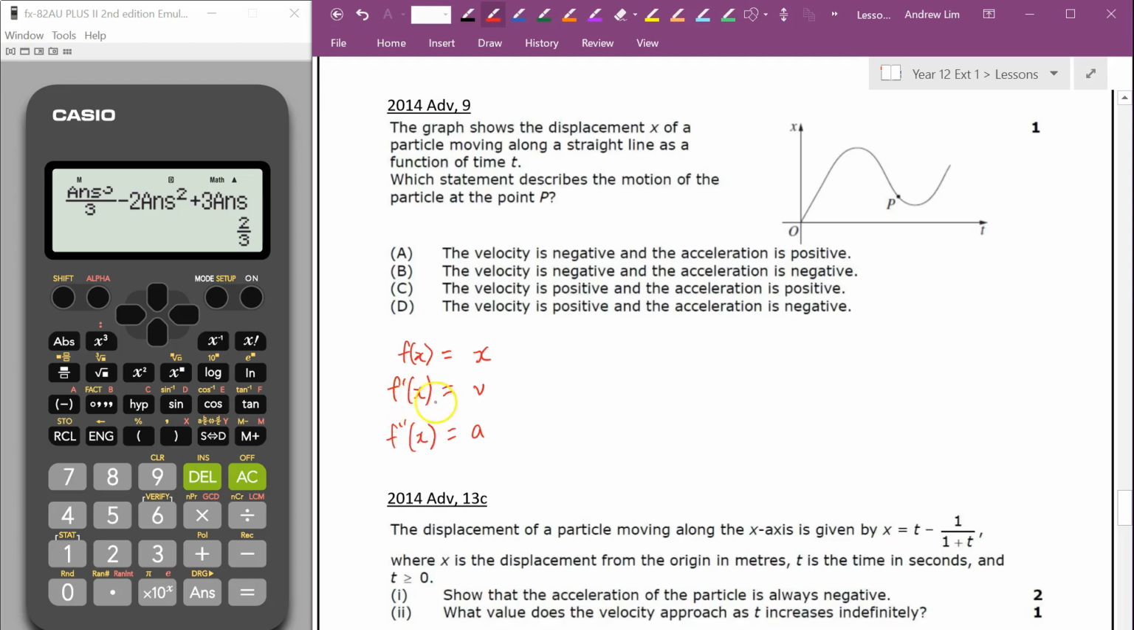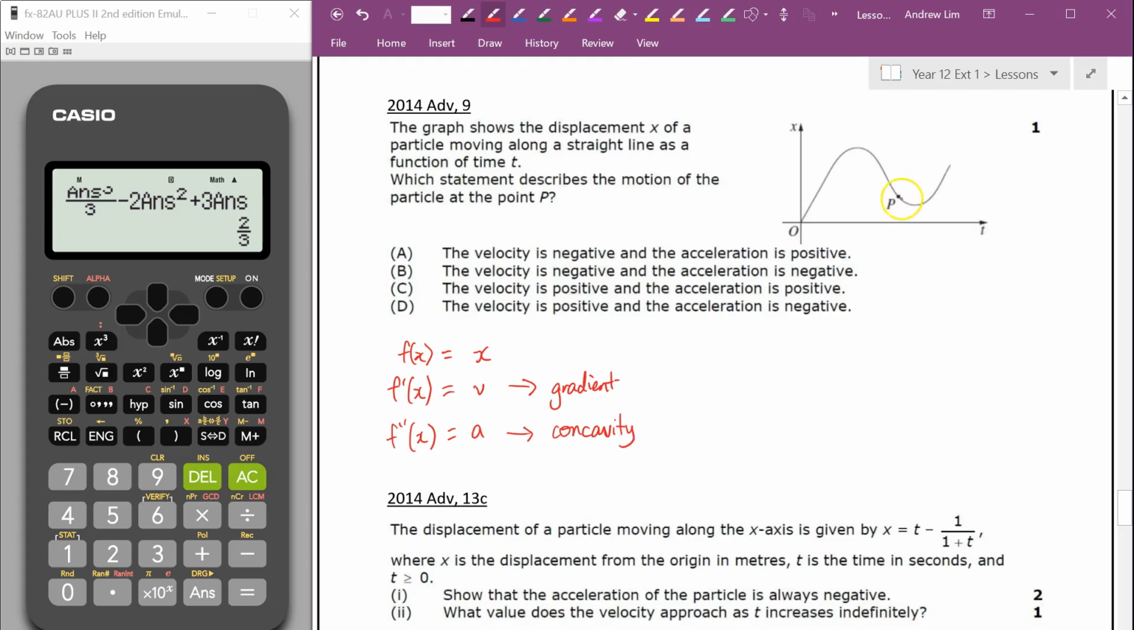And what do we know about the first derivative? The first derivative talks about gradient. That's why it's also known as the gradient function. The second derivative talks about concavity. Is it concave up or is it concave down?